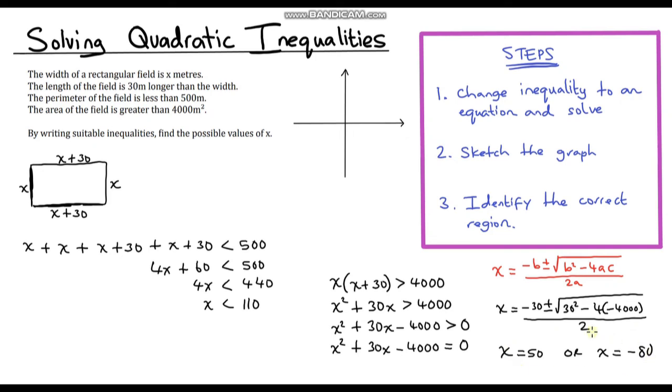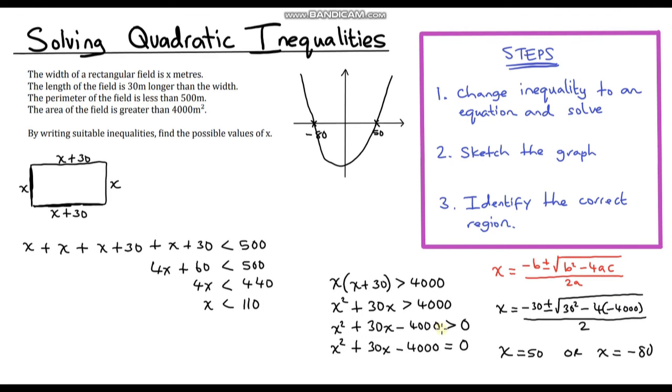So now we have our solutions, we can sketch the graph. So let's first of all plug our roots in. So we've got one which is 50. And then the other root is negative 80. And then the curve is going to be a U shape because we've got a positive coefficient here. So it's going to look something like that.